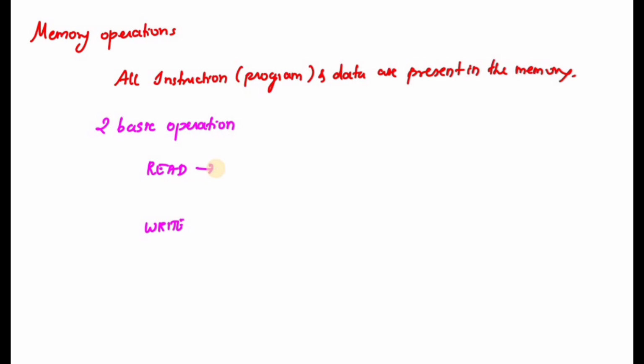So what read means is we are going to copy the content from a specific location in the memory to the processor. If I copy the content, it will not get erased in the memory. So the content is there in the memory and also in the processor. This is what we call a read operation.